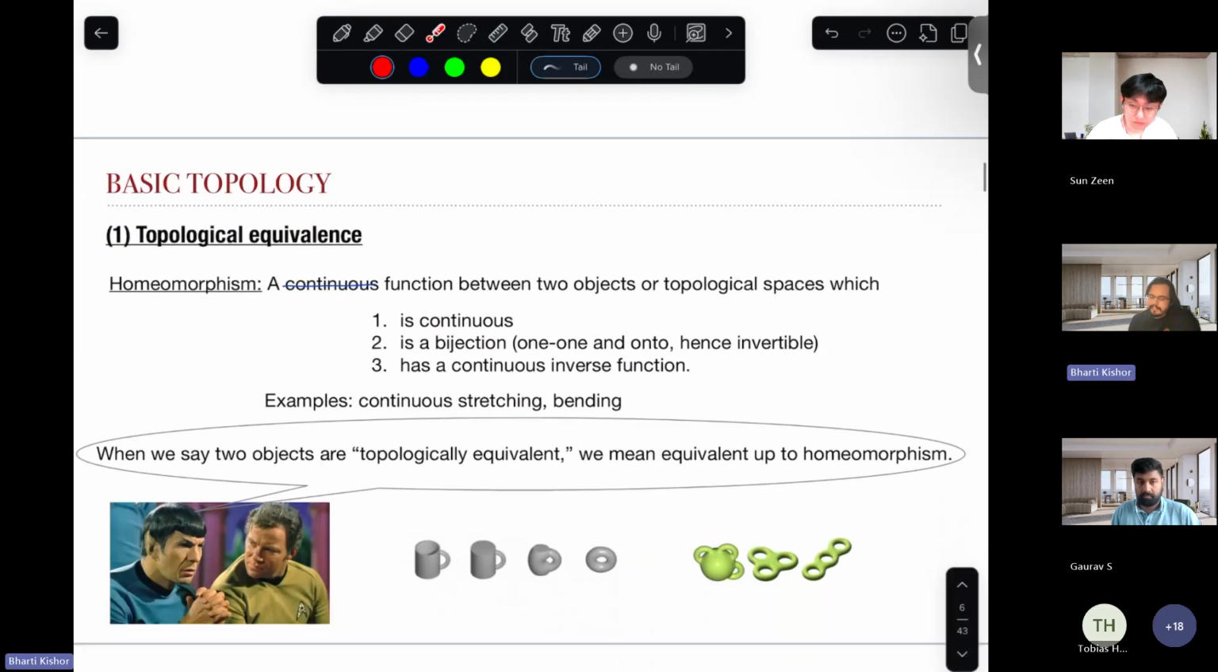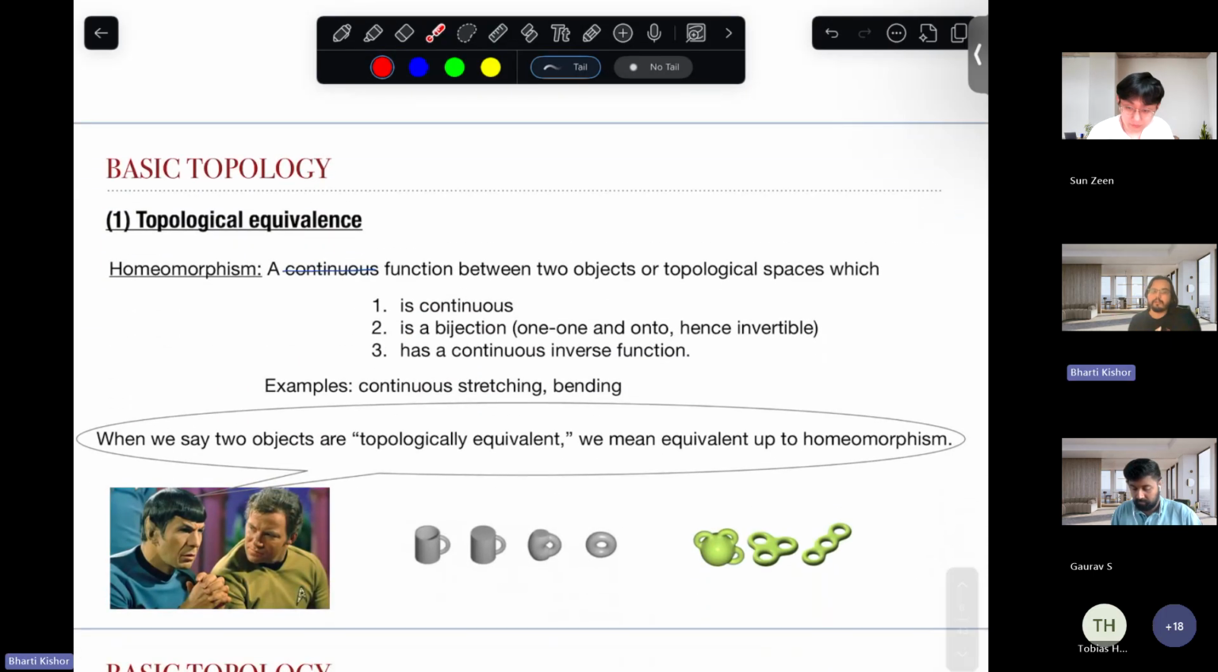So the first thing that we need to understand for basic topology is this thing called topological equivalence. And our notion of topological equivalence comes through something called homeomorphism. So this object, homeomorphism, will be important for us.